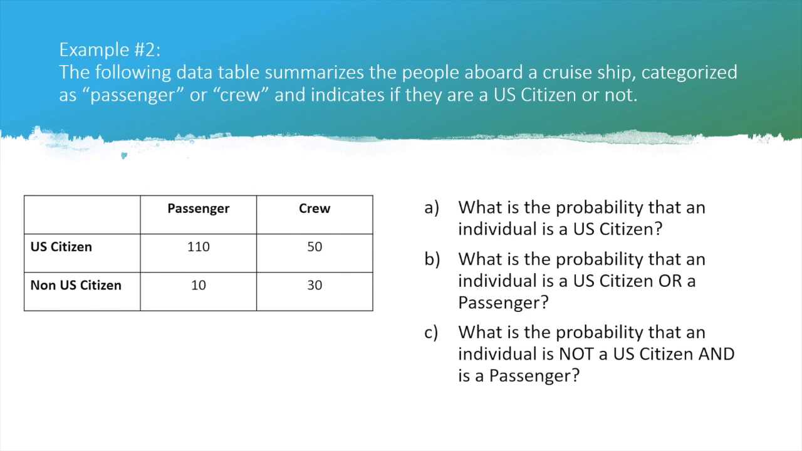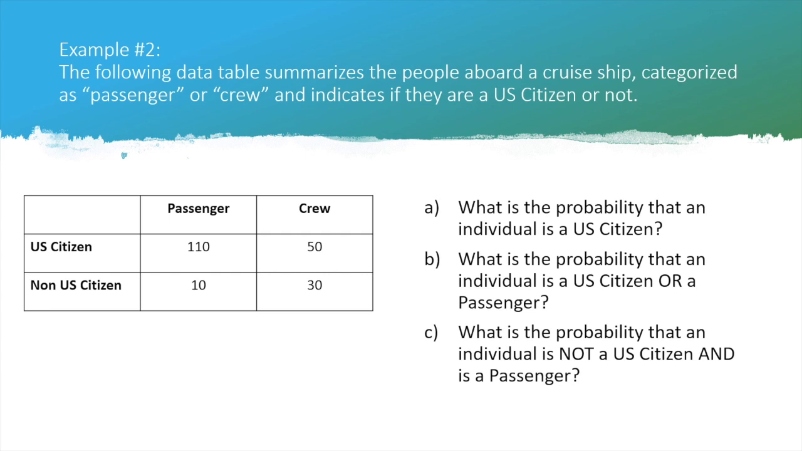So example number 2, let's get into a little bit more challenging problems. The following data table summarizes the people aboard a cruise ship categorized as passenger or crew, and it indicates if they're a U.S. citizen or from a different country, so not a U.S. citizen. A lot of times you'll be given a probability problem that's formatted like this in a table. We call this a two-way table because there's 2 different variables that they're evaluating. In this case, whether they're passenger or crew, so type of person on the ship, and then whether they're a U.S. citizen or a non-U.S. citizen. And that's expressed in a table form.